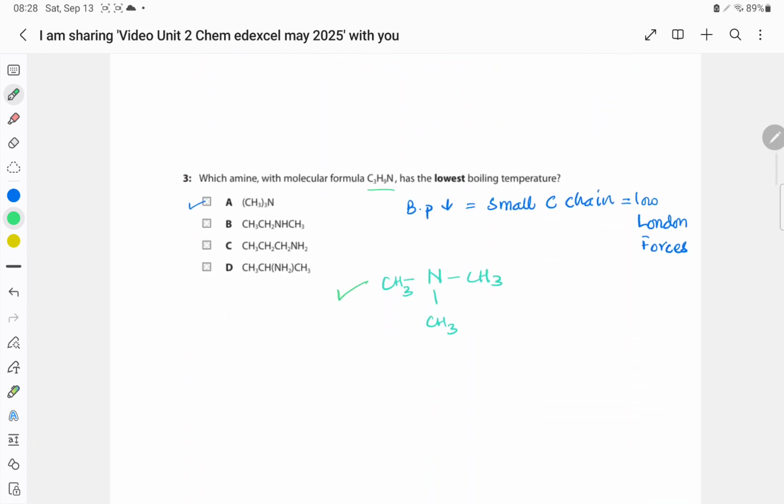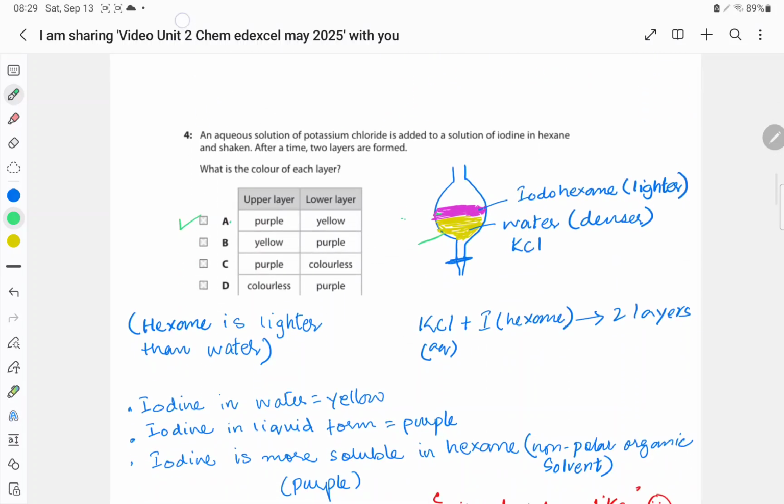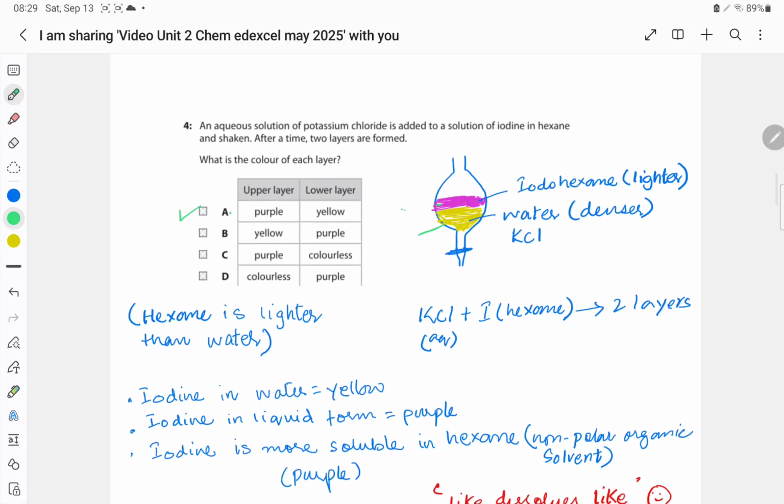Moving on to the next question, which amine with the molecular formula has the lowest boiling temperature? We know that the smaller the chain, the lower the boiling point. So if we draw all these structures, the only structure that gives the smallest carbon chain is option A. So A is going to be the answer, and the reason behind this is that it's going to have weaker London forces of attraction.